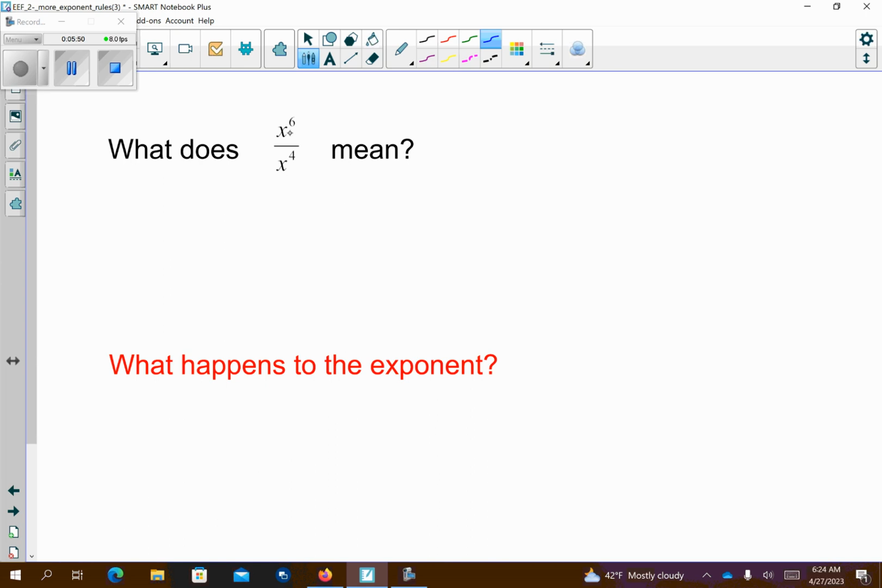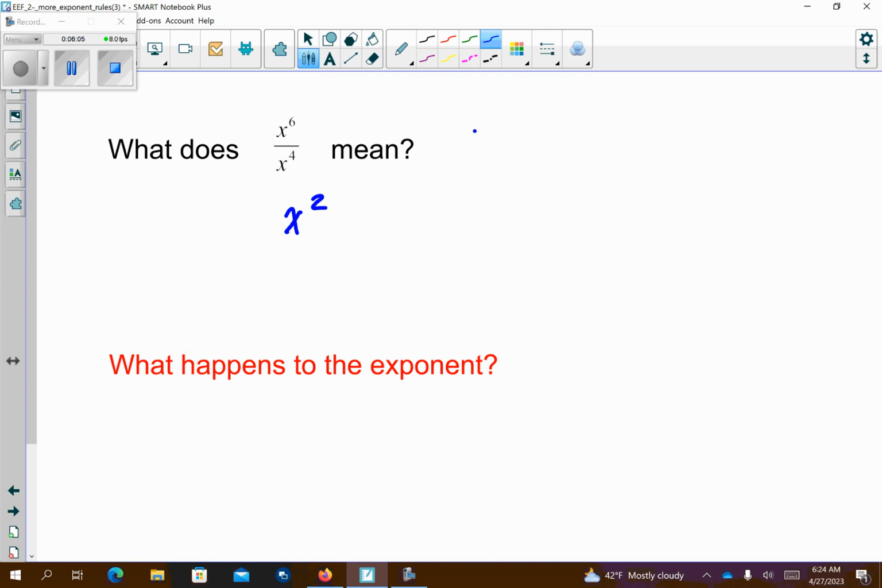So think about this one. I have x times itself 6 times on the top, and on the bottom. So let's do the game called tug of war. We're going to tug between the top and the bottom. Who wins, top or bottom? Well, the top wins by 2. That's my answer. You could put it over 1 if you wanted to.